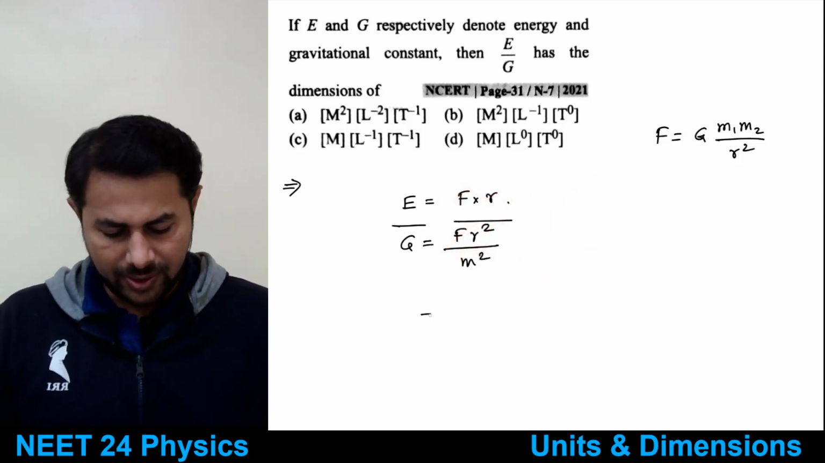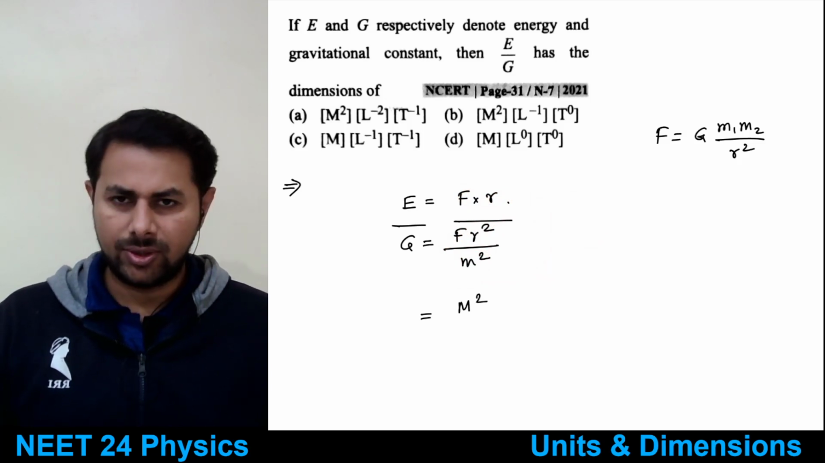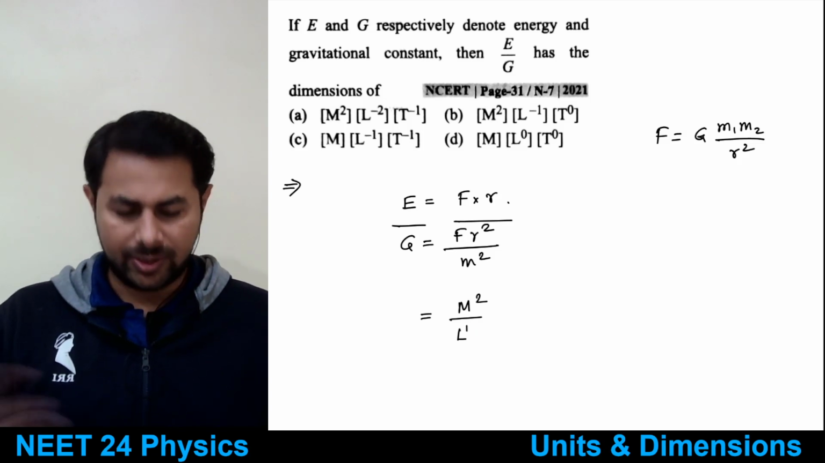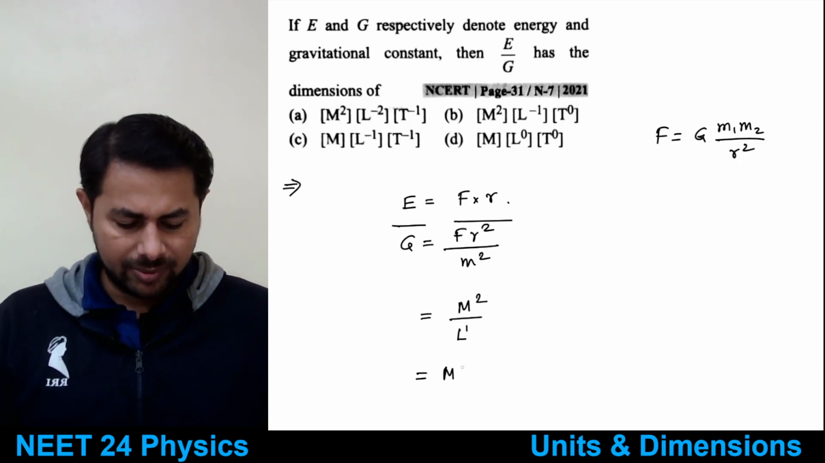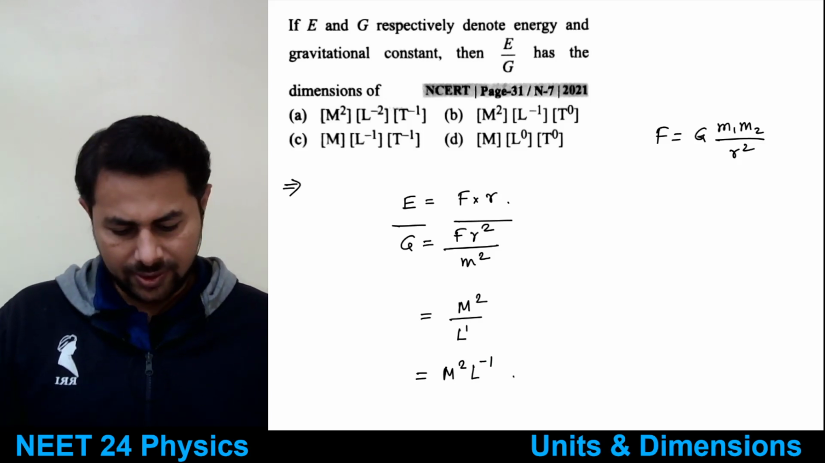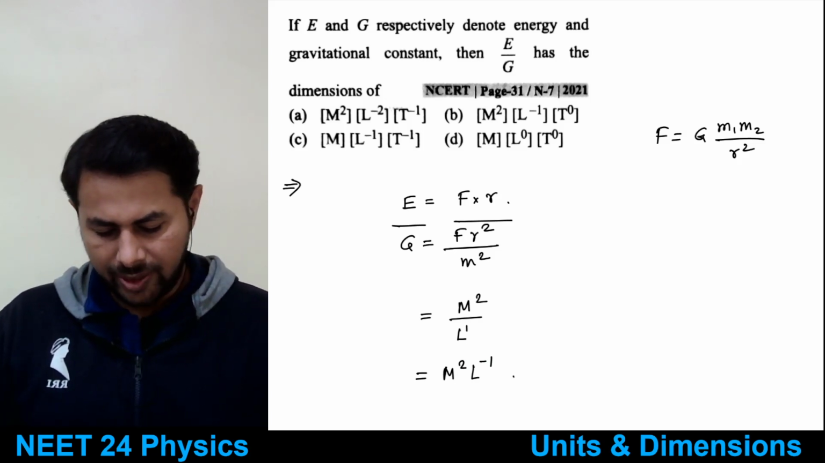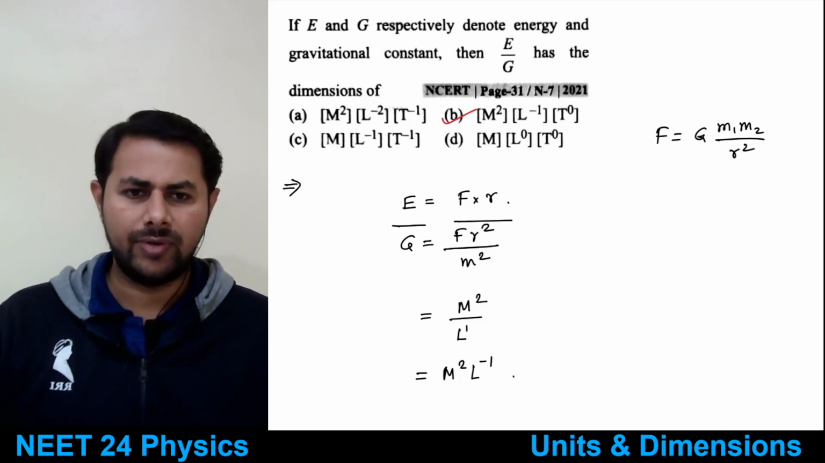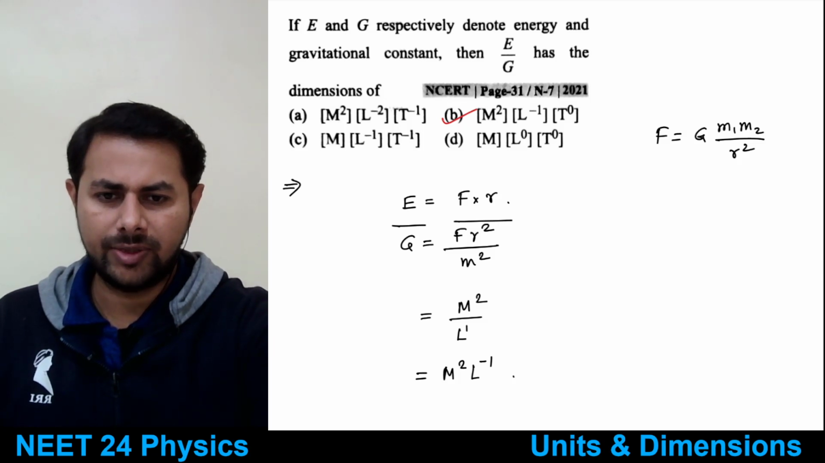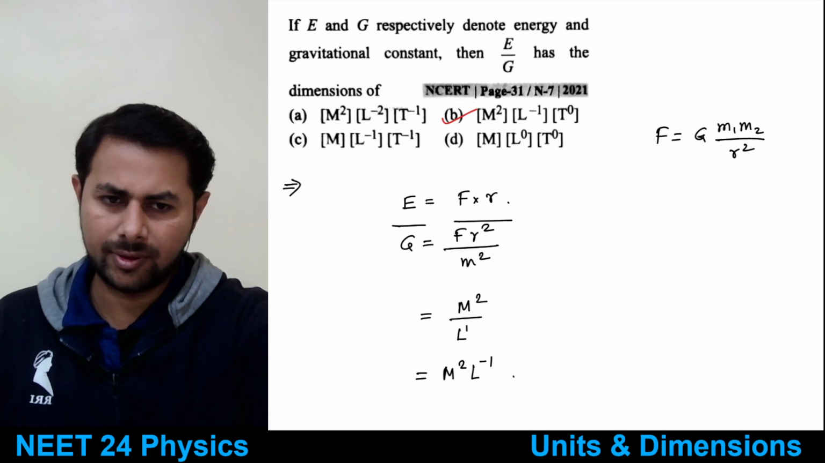That's it. So it is m to the power 2 in the numerator. In the denominator you have distance. Distance means length to the power 1. If you take it to the numerator, it becomes M2 L raised to minus 1. So that's the answer. It is option B, right? Very, very simple. Okay, this one is clear? Yes, sir. Good.